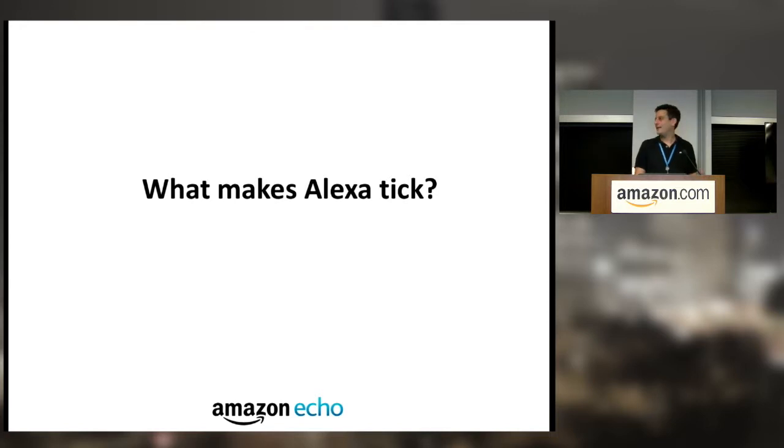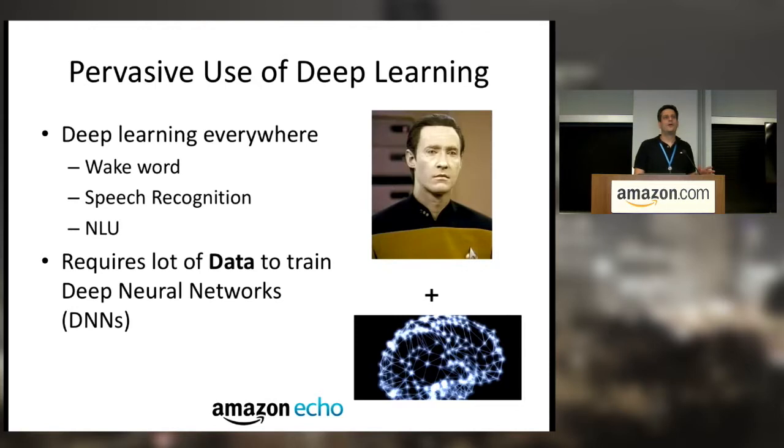So what makes Alexa tick? What makes it work so quickly and so nicely? One of the core things is the pervasive use of deep learning. We use deep learning everywhere, for example, in wake word detection, speech recognition, and NLU.